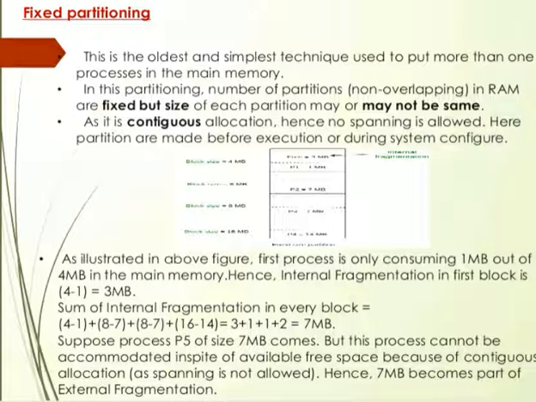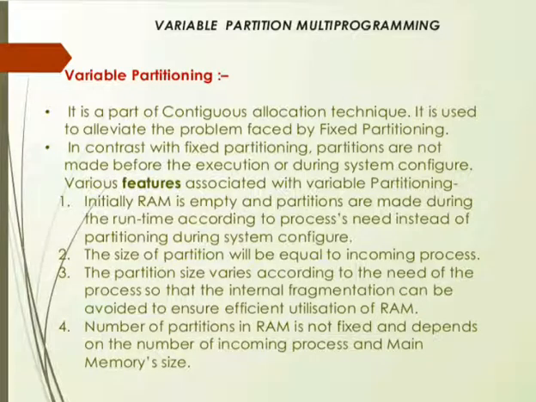Suppose a process P5 of size 7 MB comes. This incoming job won't be allowed due to inadequate space in the memory. To overcome the cons of it, variable partitioning is introduced. Now, what is variable partitioning? In simple terms, no fixed boundaries would be observed. The job would be given as much storage as it requires. This scheme is called variable partitioning in multiprogramming.